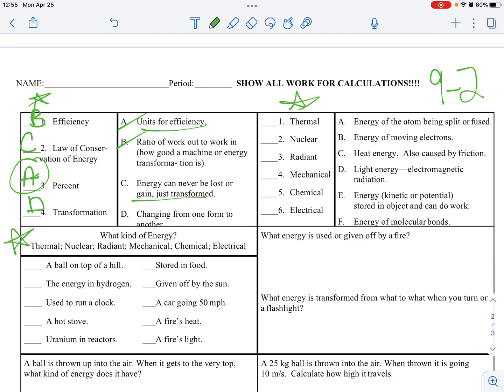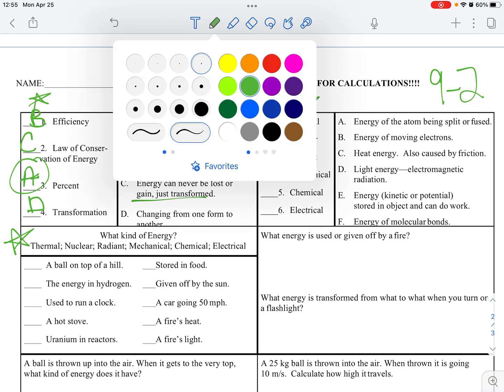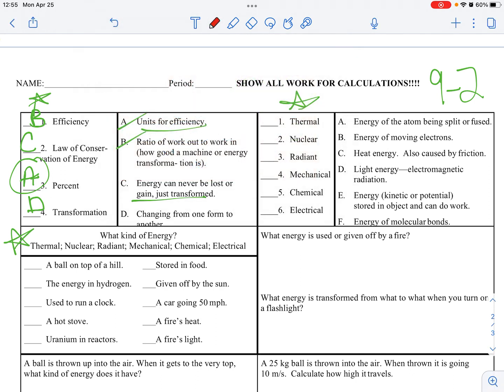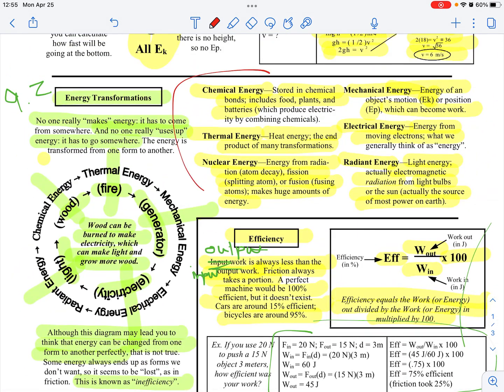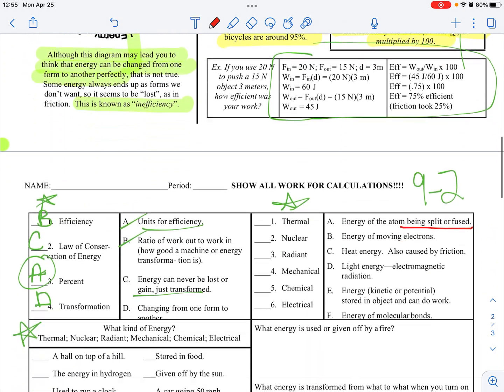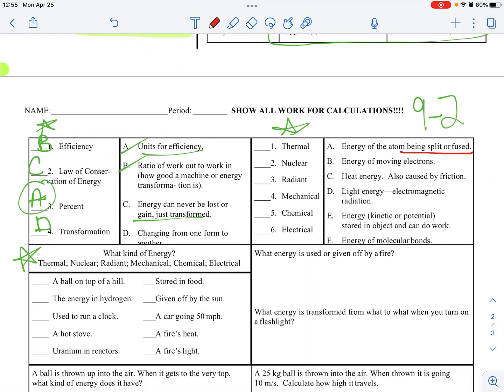Let's move over to our next section where we have thermal, nuclear, radiant, mechanical, chemical, and electrical. And all those are forms of energy. I'll switch colors. So energy of the atom being split or fused. That one, and I'm just going to show you something real quick. If you go back to these definitions, you can find all of your answers. So our first one will be nuclear energy.